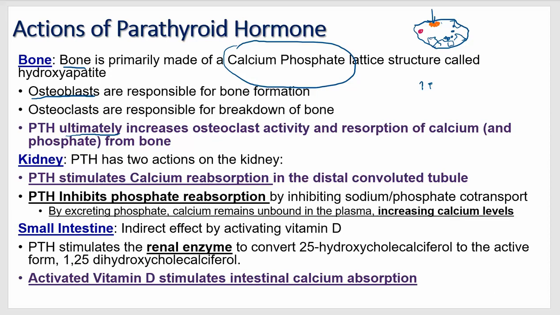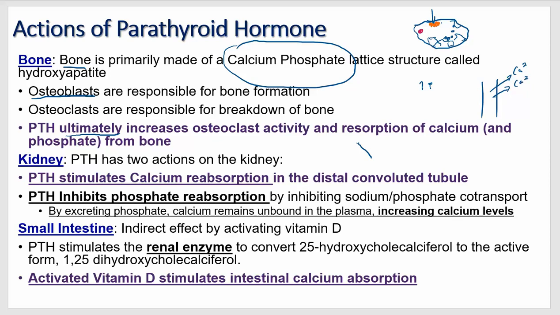Osteoclast. So in the kidney, parathyroid hormone has two actions. I've been kind of alluding to this, but it stimulates calcium reabsorption. I think that's pretty easy to remember. So if we have our renal tubule here, it's saying that calcium is being reabsorbed. Okay, we like that, calcium to be reabsorbed.